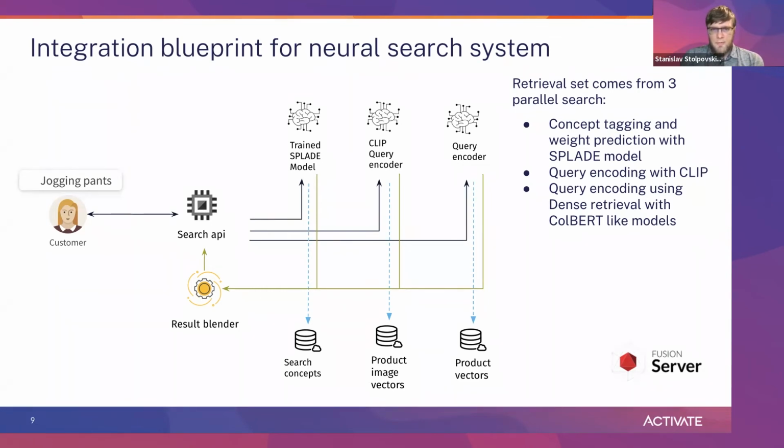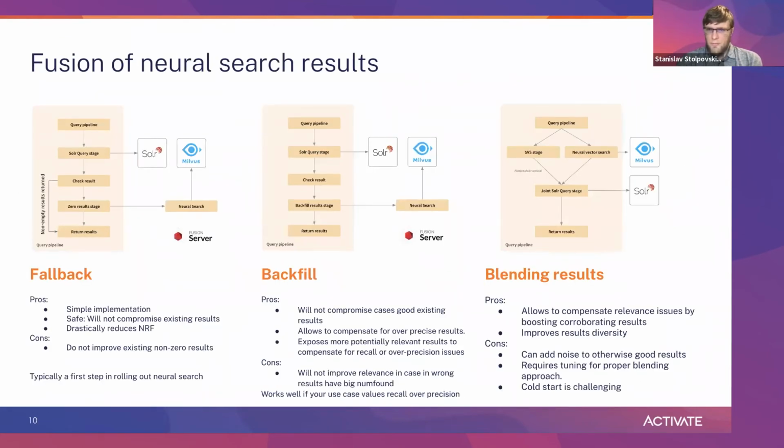And then when we have results from all these 3 approaches, we send all these results into Result Blender. Result Blender is a system that helps us to create the final result set, which we will be returning to the user, based on the 3 result sets that we have in the intermediate retrieval stage. And when we do this blending, we have 3 main strategies which we can use.